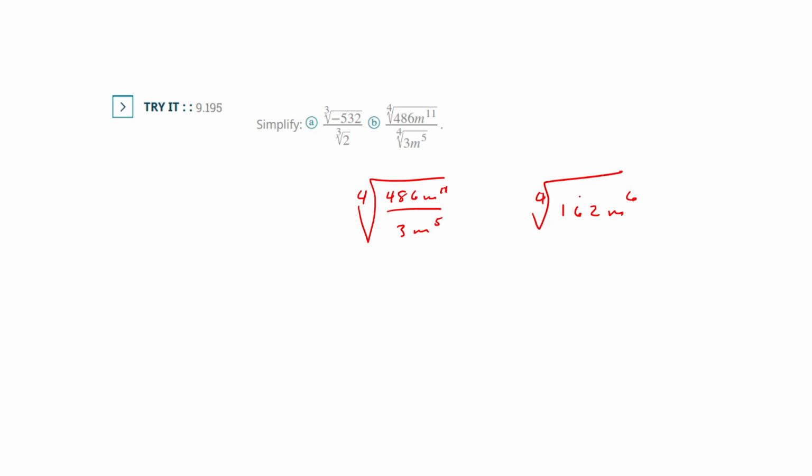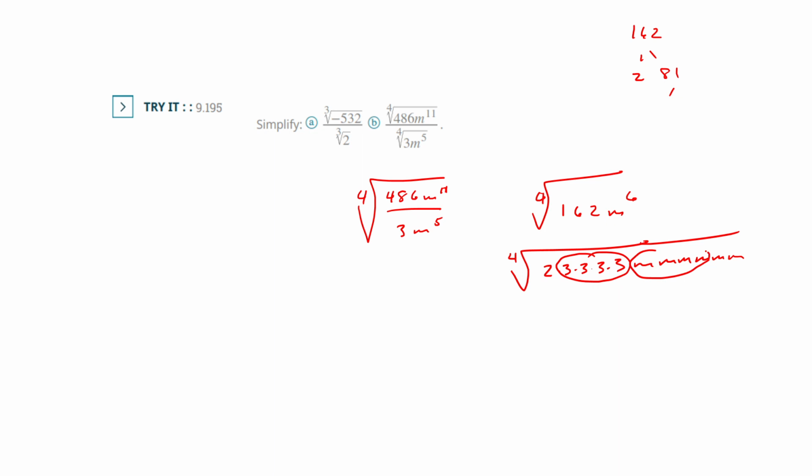Okay, so 162, I'm going to break this down. I don't know what that would be. Okay, so I actually do. Now you've got 6 m's in here. I'm going to go ahead and do this. So remember how we match them up. So I could bring out a single 3, bring out a single m. So I had 2 m's on the inside that didn't match up, and the number 2. So that's what I would get.